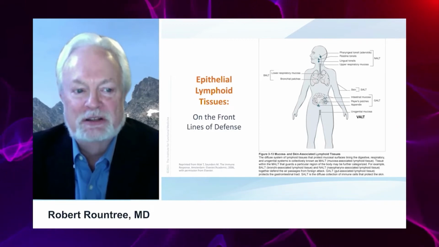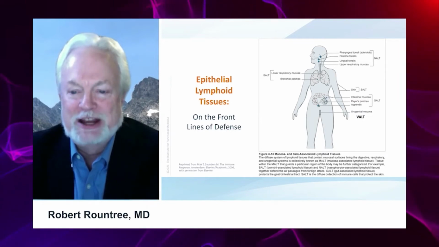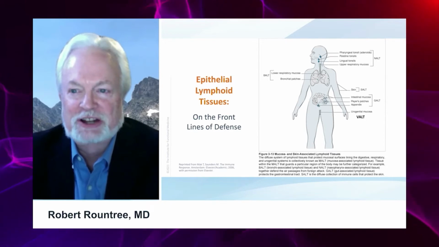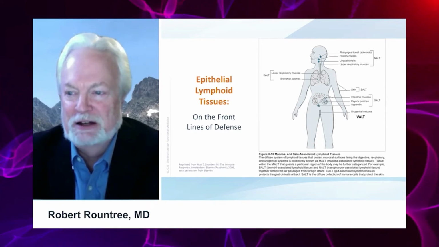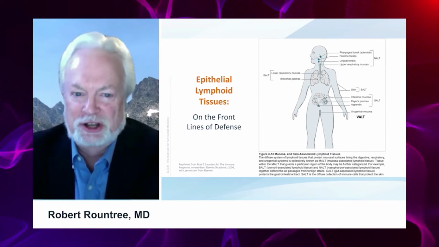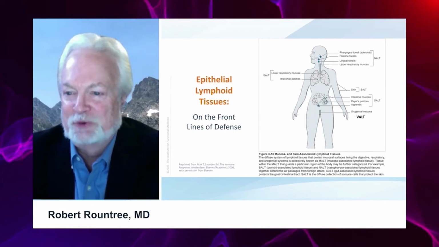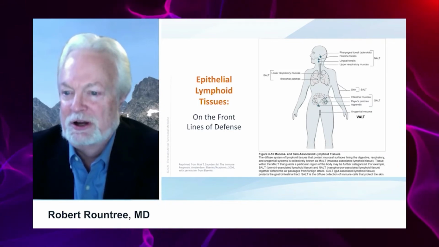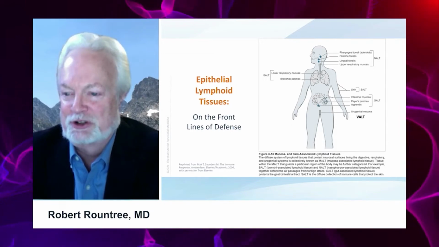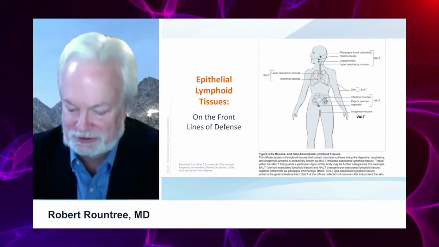It's no accident that epithelial lymphoid tissues are on the front lines of defense. So right underneath the barriers, what do we have? We have these collections of lymphoid tissues in the respiratory tract. We have the nasal associated lymphoid tissue, the NALT, and the bronchial associated lymphoid tissue, the BALT. In the skin, we have specialized lymphoid cells. This would be called the SALT. In the GI tract, the gastrointestinal associated lymphoid tissue, the GALT. And then in the urogenital mucosa, we have the VALT.